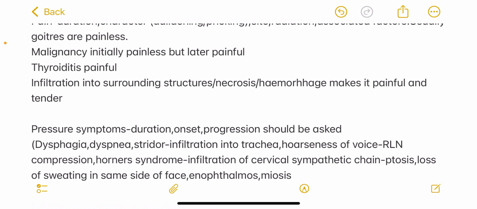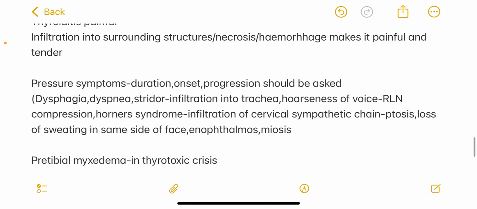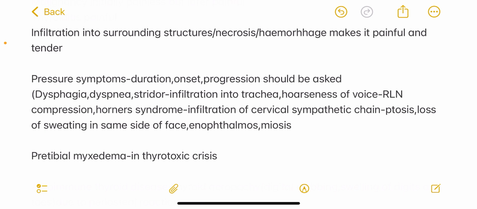Again, for pressure symptoms, whenever we describe them, you have to say the duration, onset, and progression. Then in thyrotoxic crisis, there can be pretibial myxedema. It is not the myxedema of hypothyroidism. This is pretibial myxedema, and that is seen in case of hyperthyroidism, that is thyrotoxic crisis.